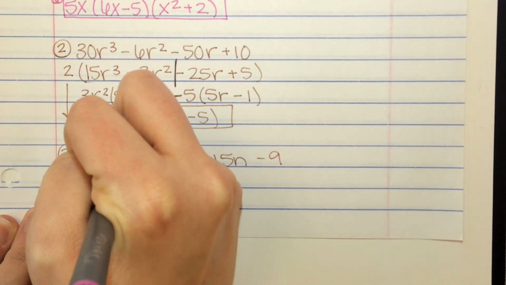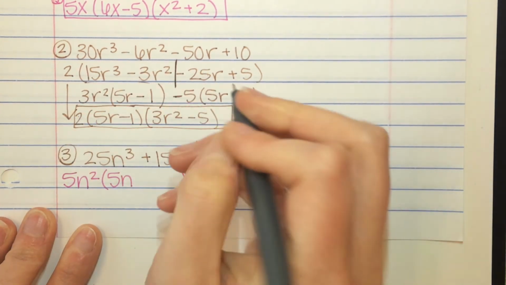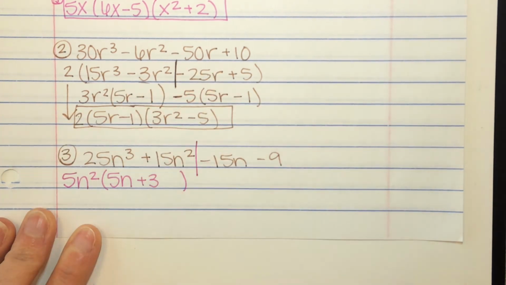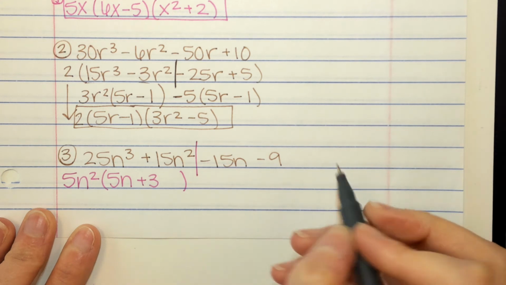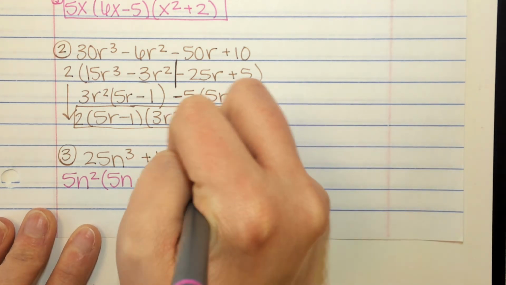25 divided by 5 is 5. If you have 3 n's, take out 2, you're left with 1. 15 divided by 5 is 3, and you had n squared, and we took it out. So it's just 5n plus 3. Okay, on this other side, again, our first number is negative, so that means we have to pull out a negative.